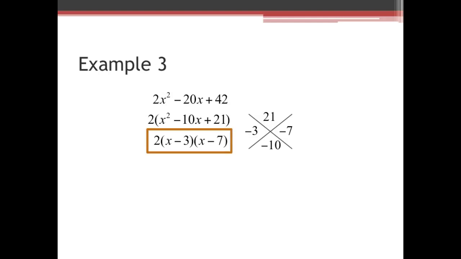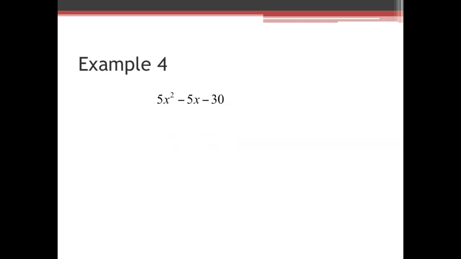All right, we have one last example today. We have 5x squared minus 5x minus 30. All right, so this is in standard form. It looks like we have a GCF of 5 that we can take out from all three terms. So this will leave us with 5 times x squared minus x minus 6. And now, looking at the part in the parentheses, we're trying to find two numbers that will multiply to negative 6 and add to negative 1.